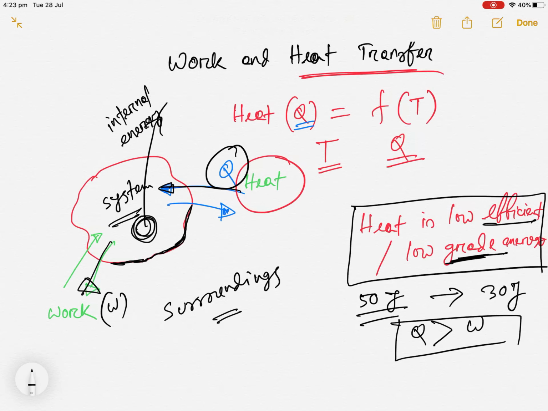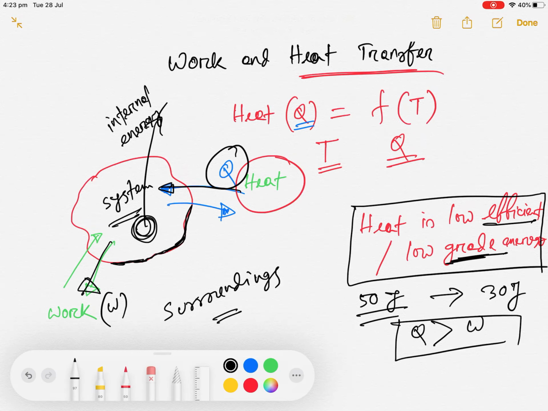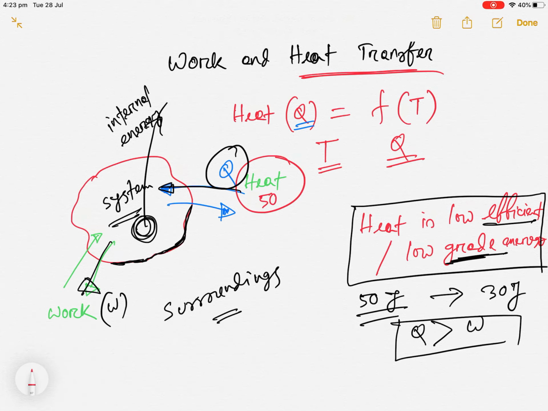So what I said, we have supplied 50 joule heat, we got 30 joule work. That means we have 20 joule energy in the system. So it is actually the internal energy. If we want to derive this expression, we need to write it like this: Q equals W plus the internal energy, U. So that's actually how heat transfer is happening between system and surroundings.